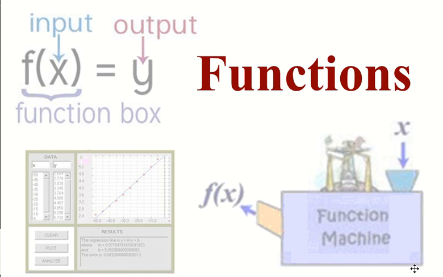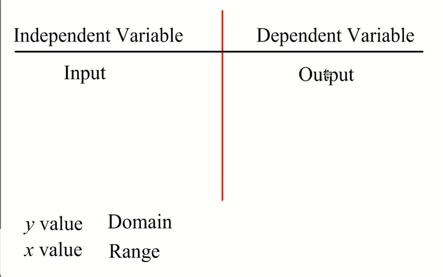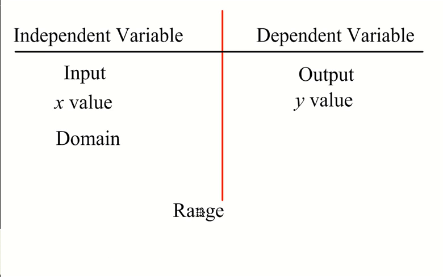In this lesson, we're going to review the basics of functions. We're going to start off by looking at vocabulary, and we'll start with these terms. Independent variable is our input, while the dependent variable is our output. Our input is typically our x value, and therefore our output is our y value. And when we're looking at all the possible input values, that's our domain. And when we look at all the possible output values, that's our range.